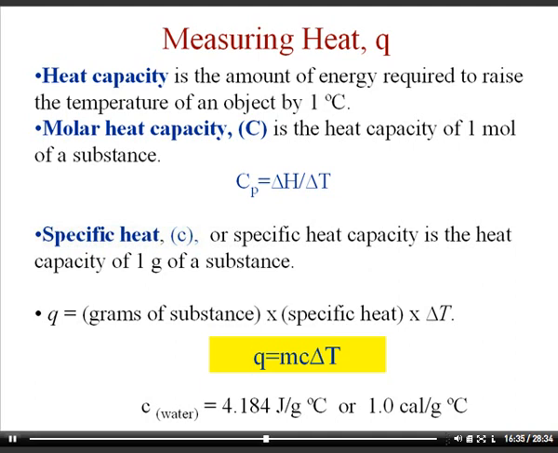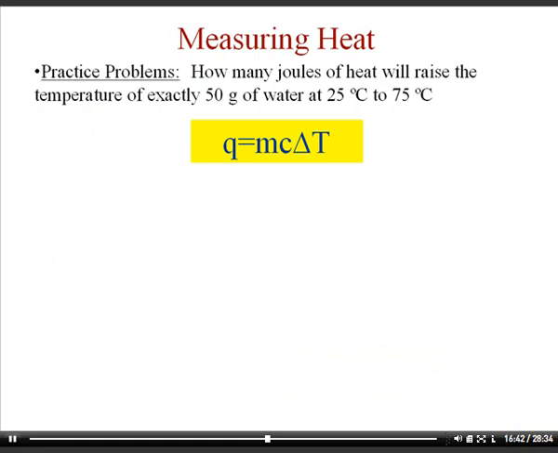So that's what the specific heat capacity of water refers to. The units are kind of weird, but it makes everything work out. Now here's your practice problem. It says, how many joules of heat will raise the temperature of exactly 50 grams of water from 25 degrees Celsius to 75 degrees Celsius?